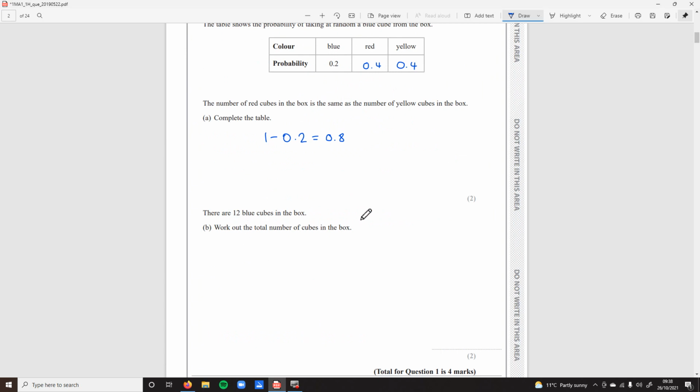There are 12 blue cubes in the box. Work out the total number of cubes in the box. 12 blue cubes in the box. Okay, so 0.2, that's 1/5. So 1/5 of the total is 12. So 5/5 must be 60. There's 60 cubes in the box.